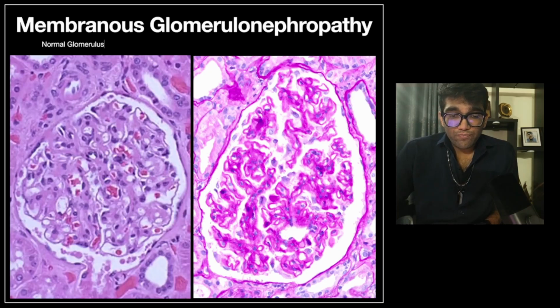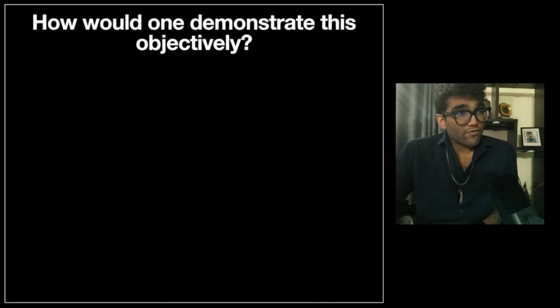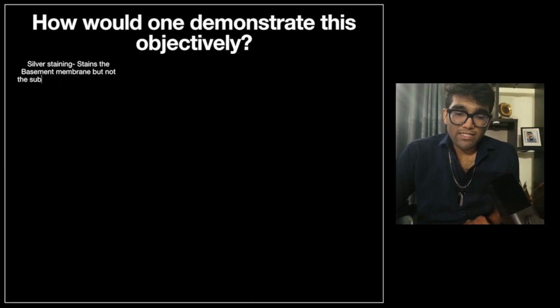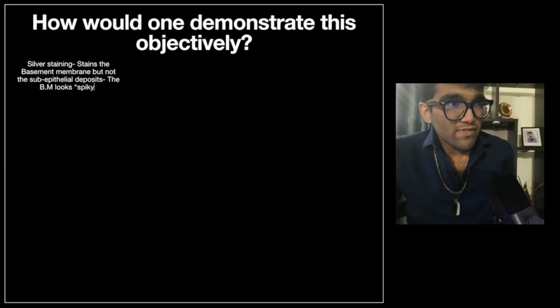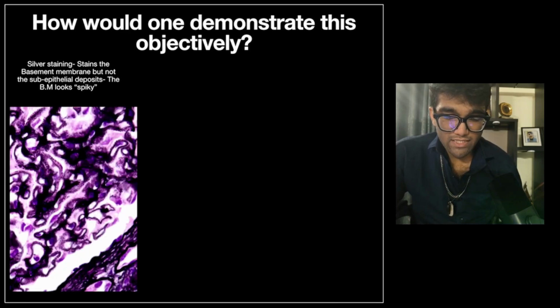So what do we do? We can find an objective way of doing this. How do we do it objectively? One is we can stain the basement membrane itself. There are some specific stains, methenamine stains that contain silver in them. They are called silver methenamine stains, and they get absorbed onto the collagen present within the basement membrane, and as a result they highlight the basement membrane.